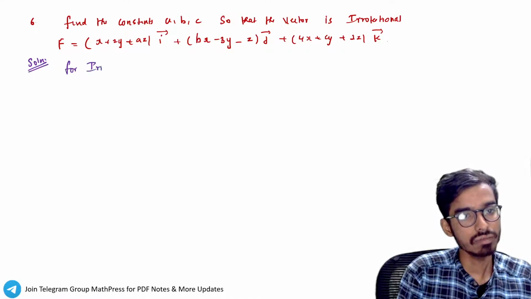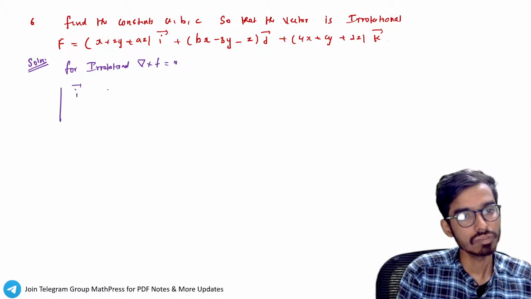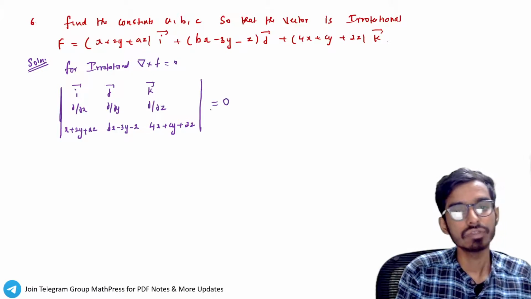So for irrotational, del cross f is 0, right? Del cross f is 0. So i vector, j vector, k vector, dou by dou x, dou by dou y, dou by dou z of. Now what is f1, f2, f3? x plus 2y plus az, bx minus 3y minus z, 4x plus cy plus 2z, right? This is equal to 0.